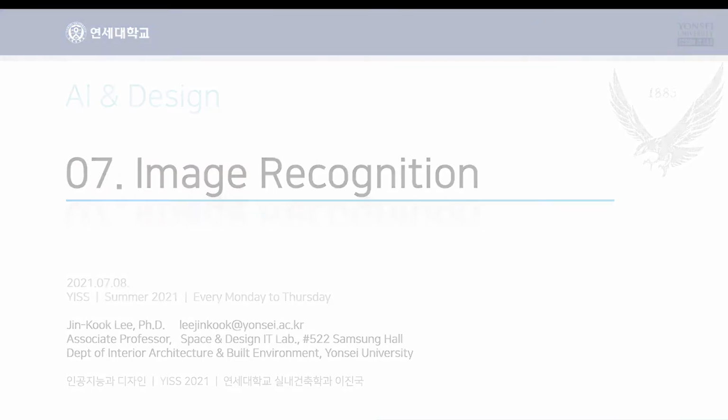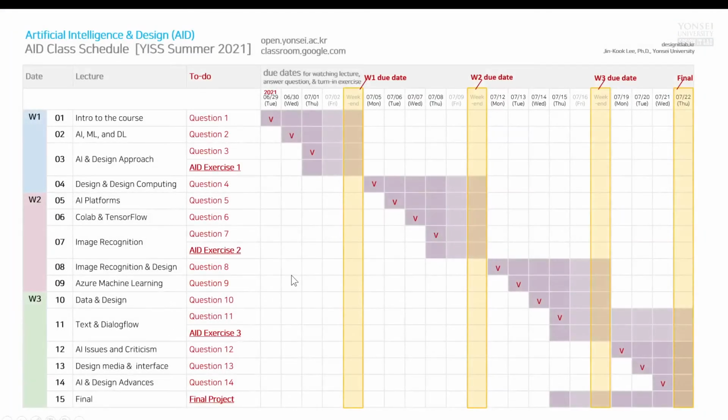And don't forget, according to the schedule, we are here, image recognition. AI exercise number 2 will be given today. And you have to submit your own output following the instruction from the exercise and submit your turn-in until the due date. Okay, and then we are going to move to some other image recognition related things and some data science things, text learning things, and so on.